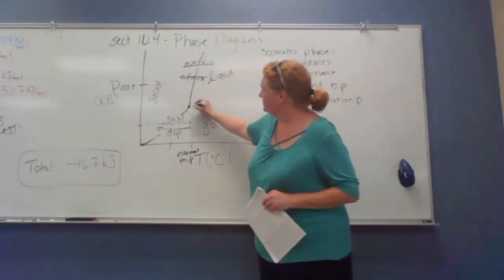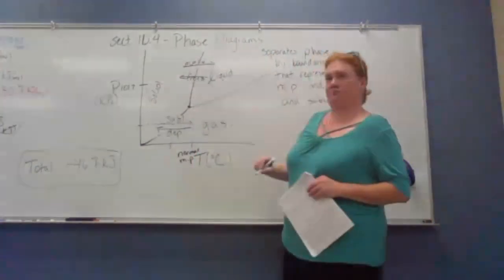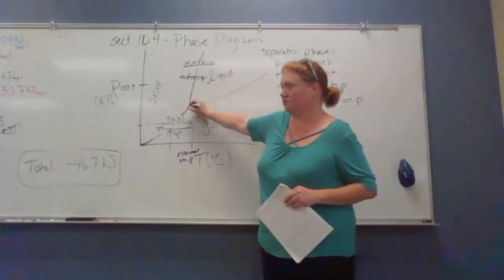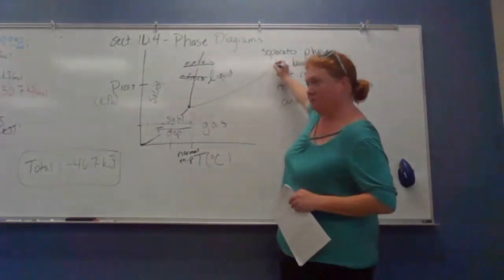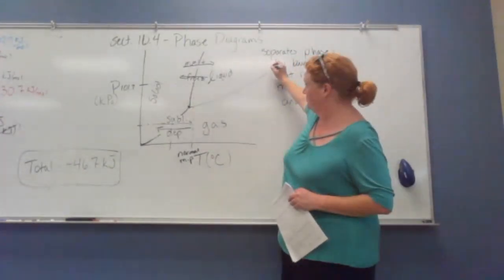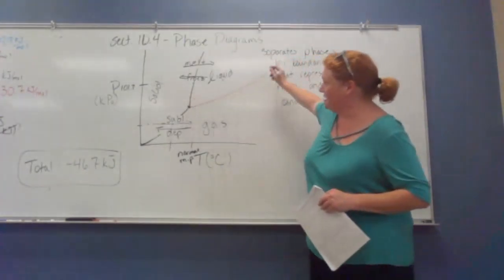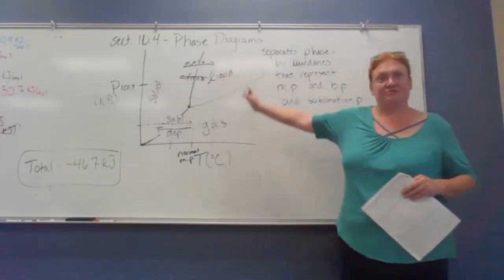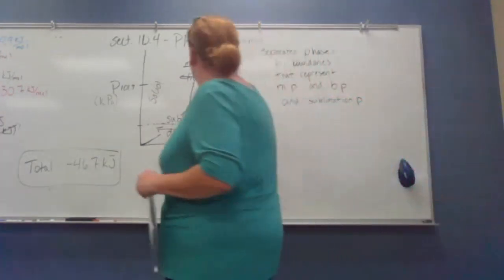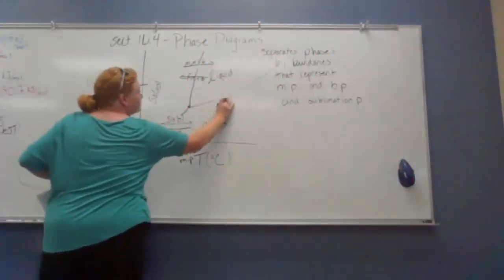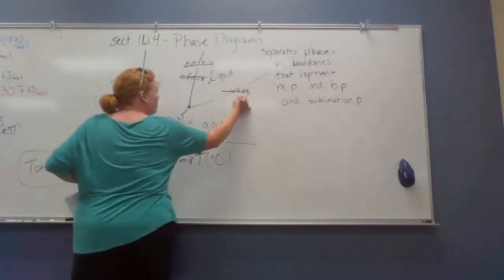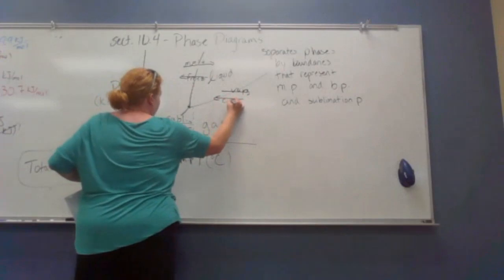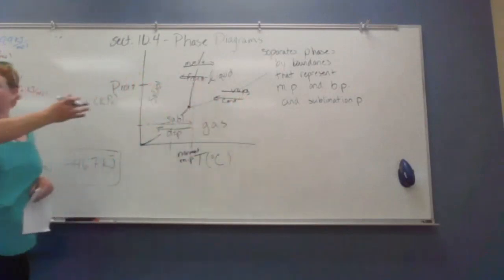Third boundary, right here. Did y'all see what I did? Draw a line up and out. This boundary separates liquid and gas. So that's vaporization or condensation. Excellent, condensation.